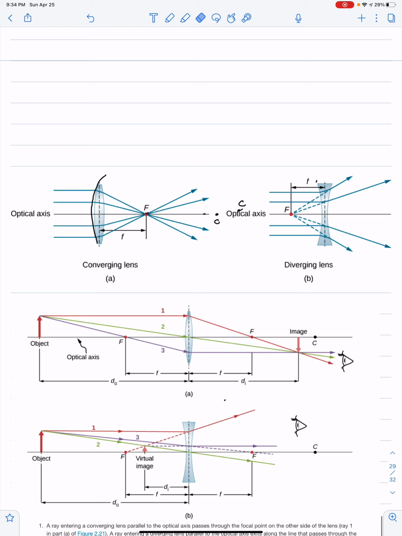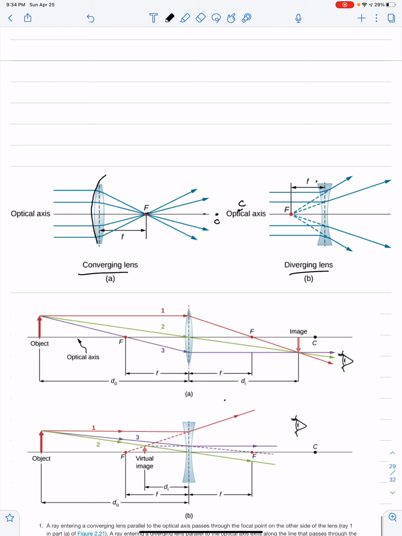Now let's talk about lenses. In lenses, we have two specific lenses we talked about: the convex and the concave lenses. Another word for convex is converging lenses, and for concave it is divergent lenses, as you can see in here.